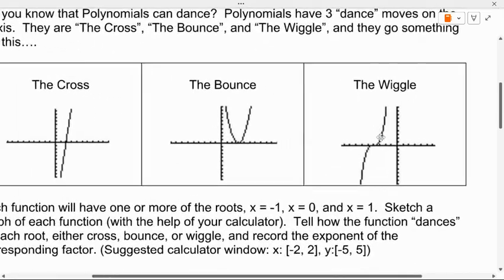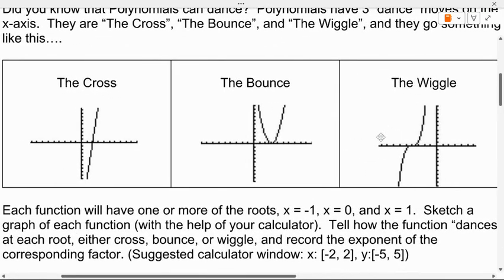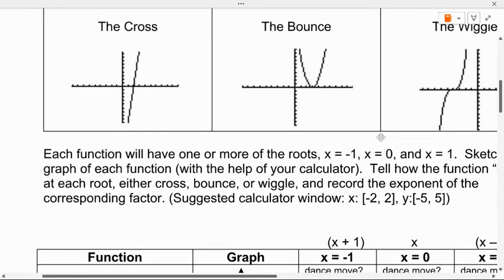Goes something like this. I love this. The cross just crosses the x-axis. The bounce, it's a double root, like a quadratic. Boop, boop, it bounces in the same spot. No wiggle. Okay? Alrighty, so here's what we know.